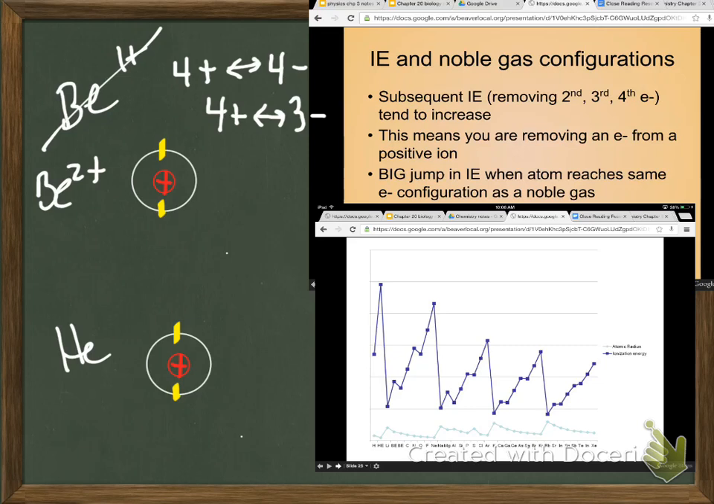And when something gets to the point where it looks like a noble gas, does it have any interest in removing? No. So just like we saw spikes in ionization energy with the noble gases, when we get our beryllium to that point where it looks like a noble gas, its ionization energy goes through the roof. It's much, much harder now to remove an electron from something that's got a configuration that's like a noble gas. Does that make sense?